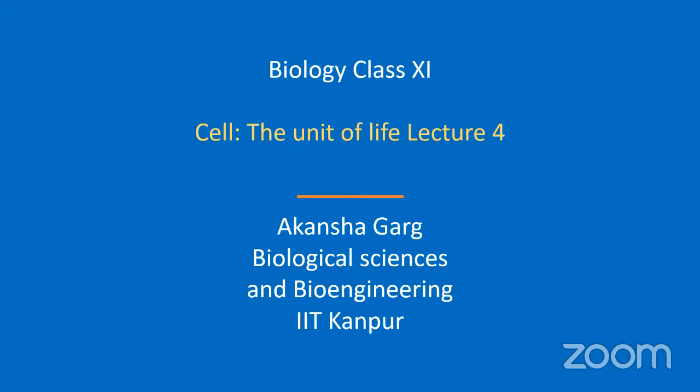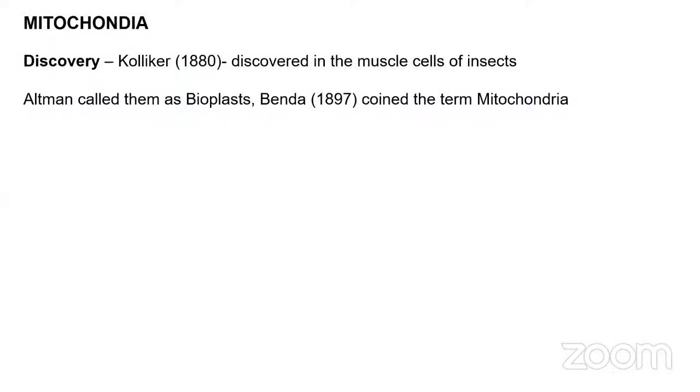Starting with the mitochondria. Mitochondria was discovered by Kolliker in 1880. He discovered mitochondria in the muscle cells of insects. Altman then named them bioblasts. Benda in 1897 finally coined the term mitochondria. Mitochondria is a plural term. For singular, we use mitochondrion.